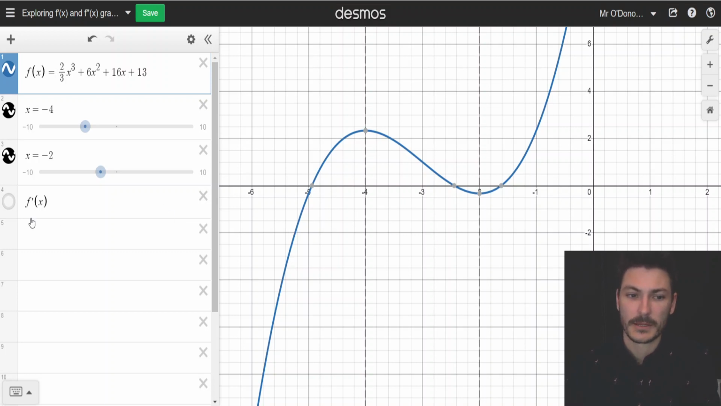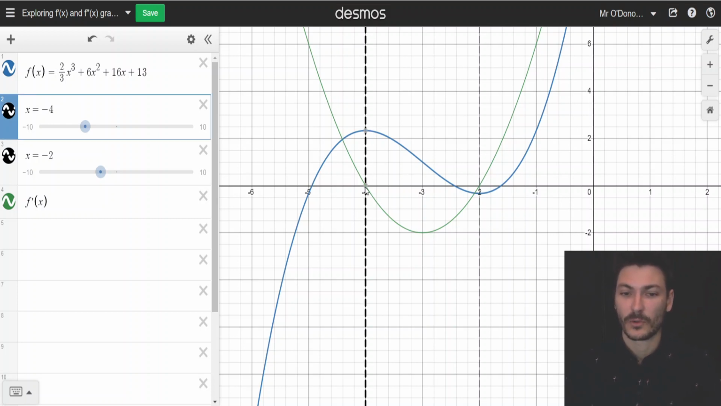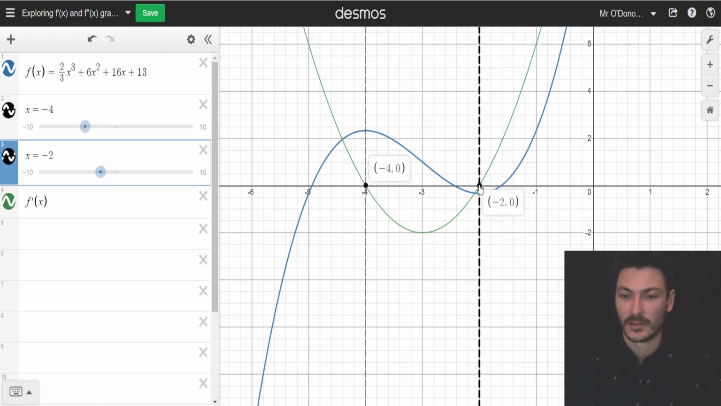Also, what I've got prepared is f dash x. So in Desmos, if you express a function in terms of f of x, if you do f dash x, it'll automatically sketch you the derivative. So I'm going to plug that in here. And what do we see? Well, the most important aspect and the first thing to grasp is that these turning points, or at least the x-coordinate of these turning points, corresponds to x-intercepts at -4, 0 and -2, 0 of the first derivative.